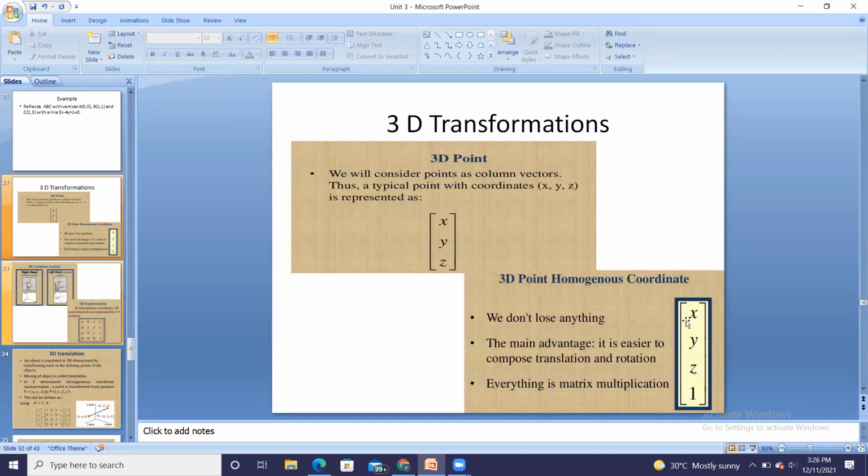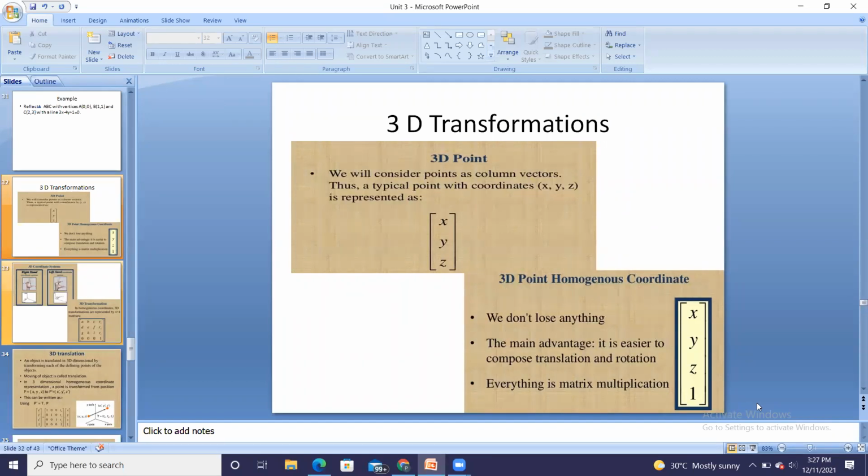We have seen how the homogeneous coordinate system has evolved. Instead of a 2 by 2 matrix in 2D, we have a 3 by 3 matrix, and every point is represented as xh, yh, and h, where h is the overall scaling factor or homogeneous coordinate factor. So we have seen that part.